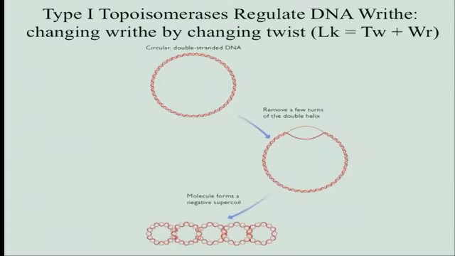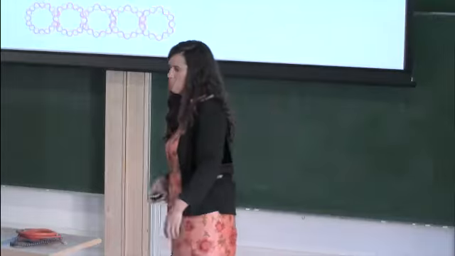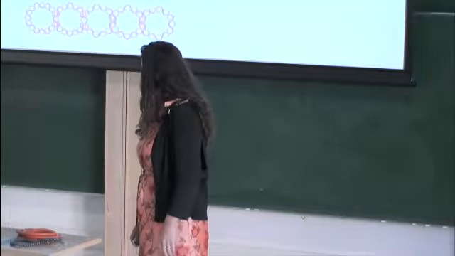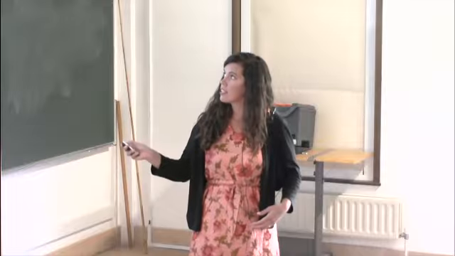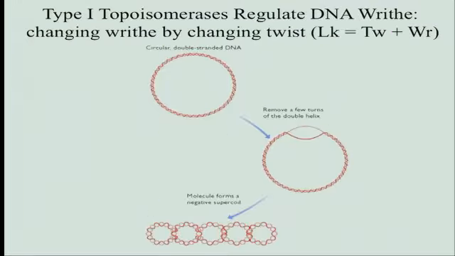So topoisomerase 1, this target for camptothecin and its analogs as chemotherapeutic drugs, works by harnessing this formula, link equals twist plus writhe, to effect a change in twist that then leads to a change in writhe and DNA supercoiling, which is the native state. DNA is natively supercoiled in the cells. And camptothecin works by stabilizing the complex after the cleavage and before ligation, so stabilizing this intermediate. So this is one example where DNA topology, or DNA geometry, is important medically.